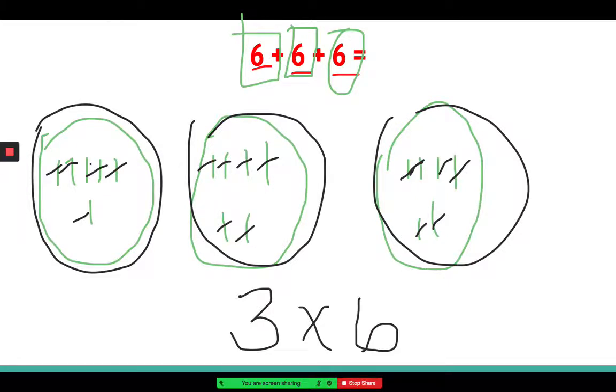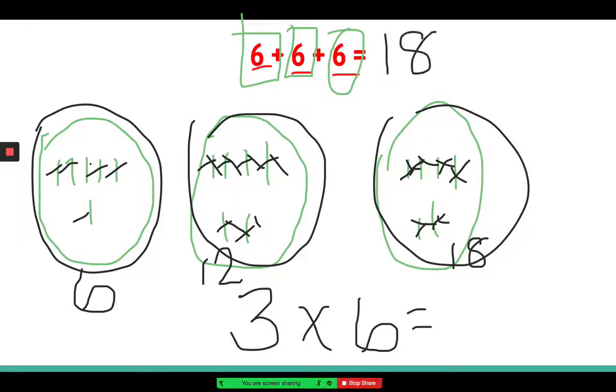So if you're looking, 3 times 6 is the same as 6 plus 6 plus 6. And I can find the total by counting them all together. Well, we know that there's 6 in this group, so I'm going to count up. 6, 7, 8, 9, 10, 11, 12, 13, 14, 15, 16, 17, 18. So if 6 plus 6 plus 6 equals 18, 3 times 6 also equals 18.